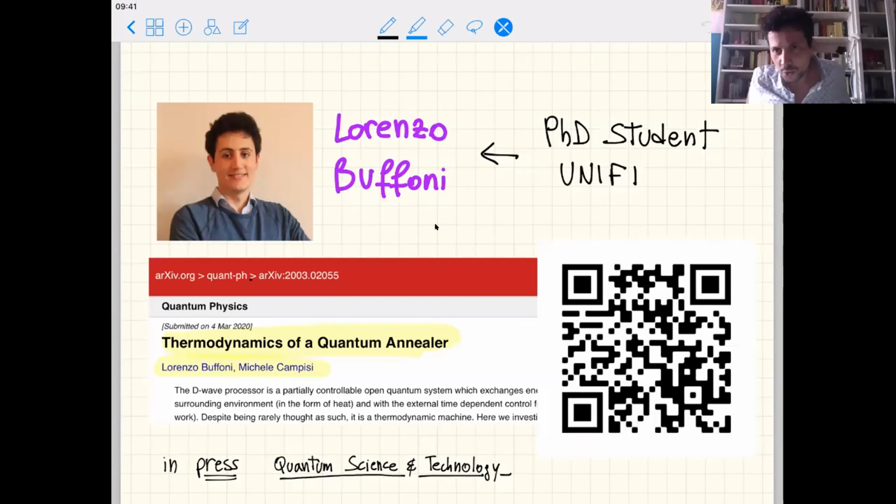So here you see the arXiv reference, and there is also a QR code. If you want to scan it with your smartphone, you can get the paper right away. The paper has been accepted today in Quantum Science and Technology, so it will be published there soon.